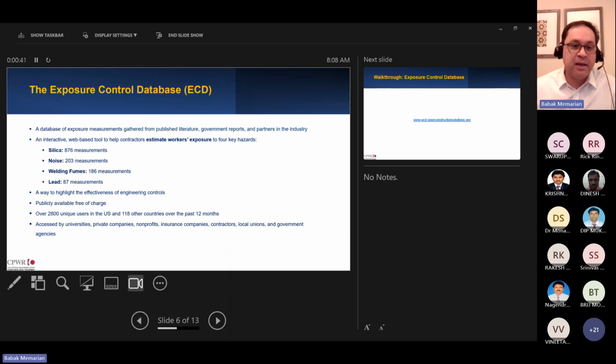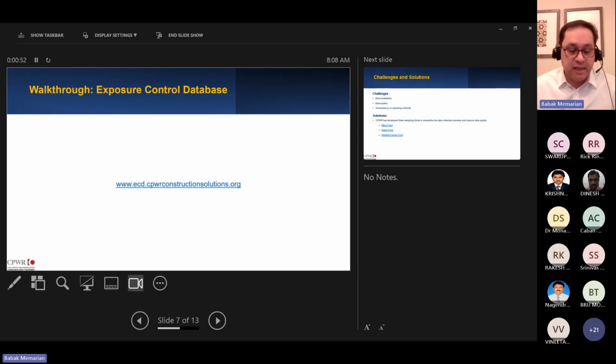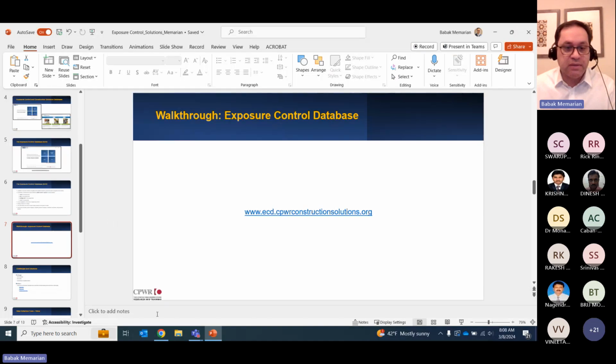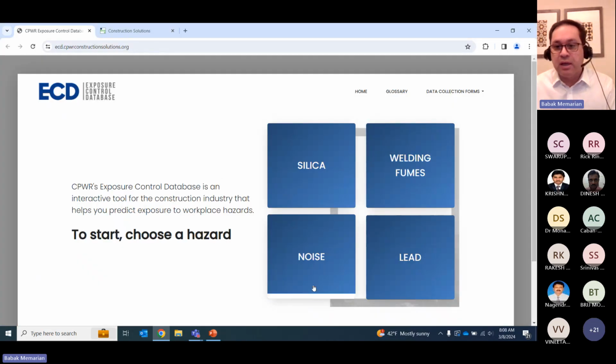So as I briefly explained, we have 4 major hazards in this database, including silica, noise, welding fumes, and lead. And we have users from around the world. I will have a quick walkthrough of this website so you can see how it works and how you can access it. So just give me a second. This is the interface of our exposure control database, also known as the ECD. As you see, we have 4 major hazards.